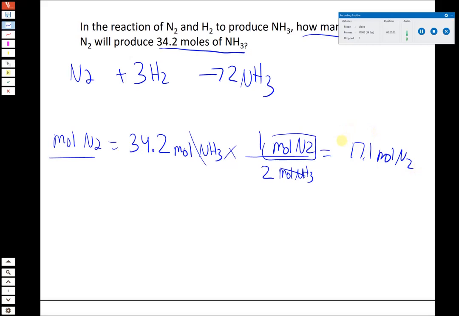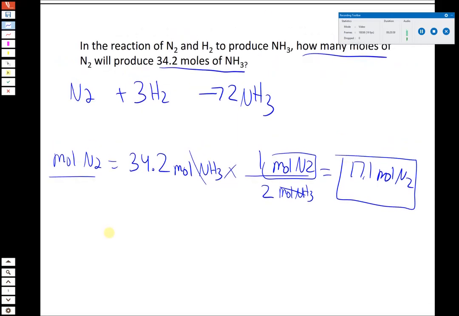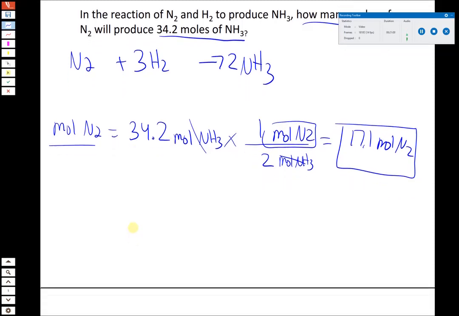So I suspect that a lot of you try to make this more difficult than it was. But that's all we had to do there, just use mole ratios to figure out how many moles of N2 would be needed to form this many moles of NH3. So you needed the balanced equation. Without that, you would have been stuck. But once we have the balanced equation, it's a relatively simple conversion. All right.